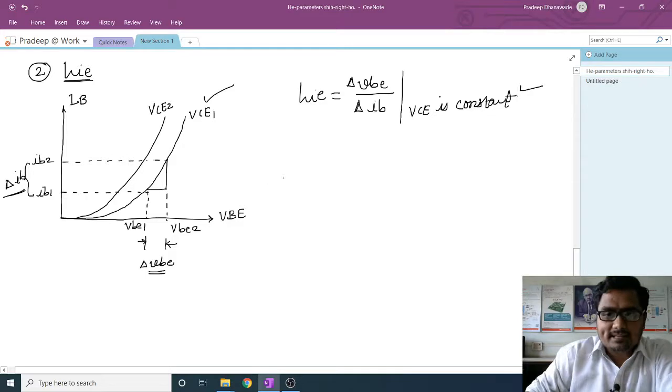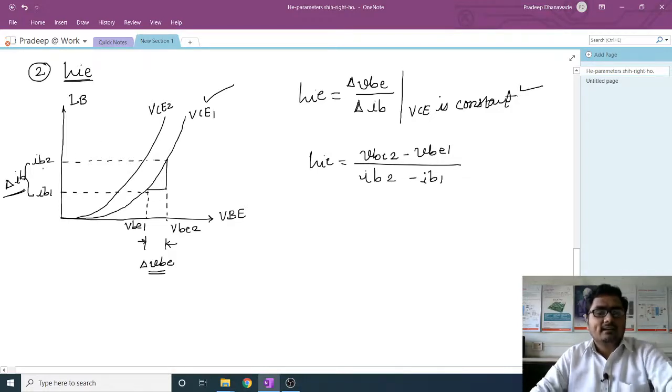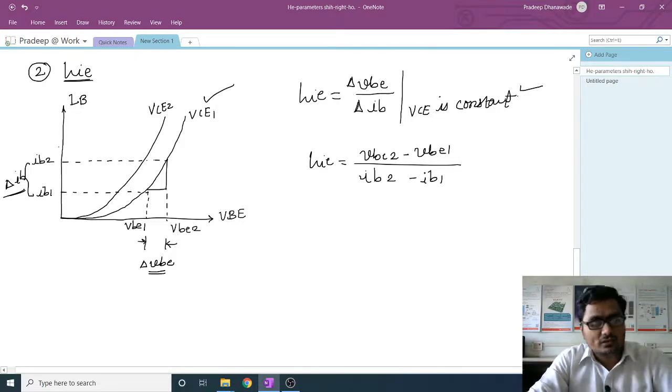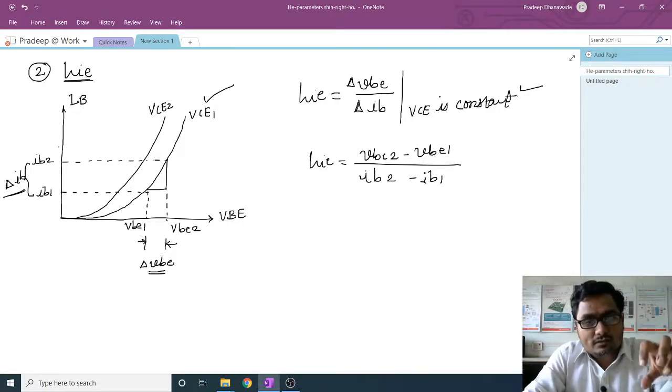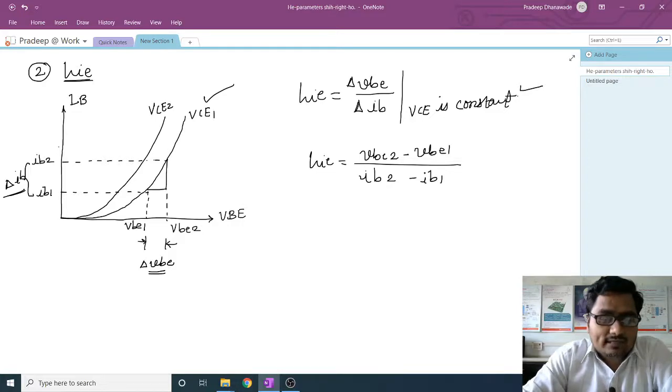So let me write the equation. HIE will be VBE2 minus VBE1 divided by IB2 minus IB1. Now what are IB1 and IB2? Those are on your graph itself. So you need to find an actual slope from your graph paper, and you have to write that value for HIE.